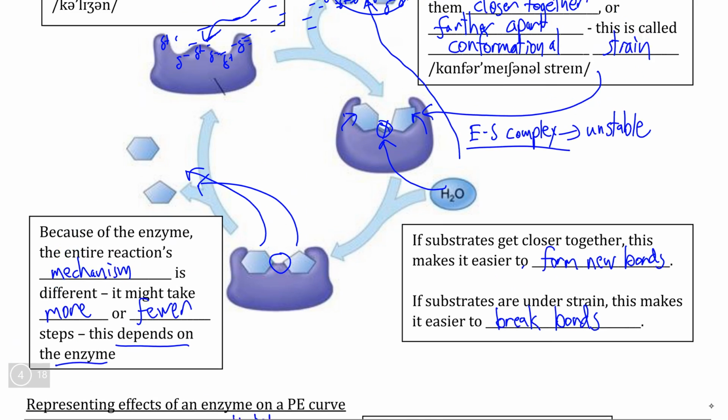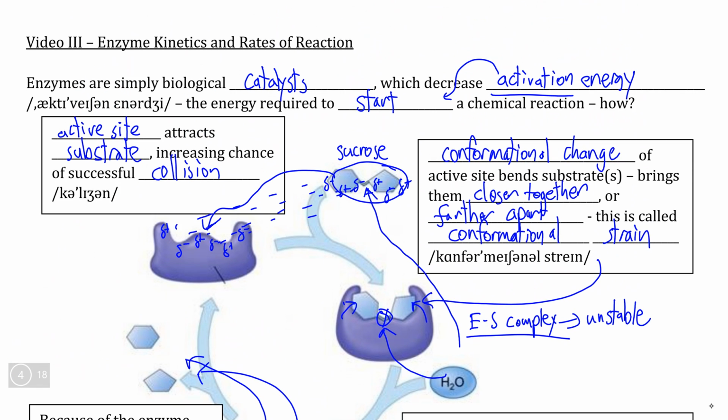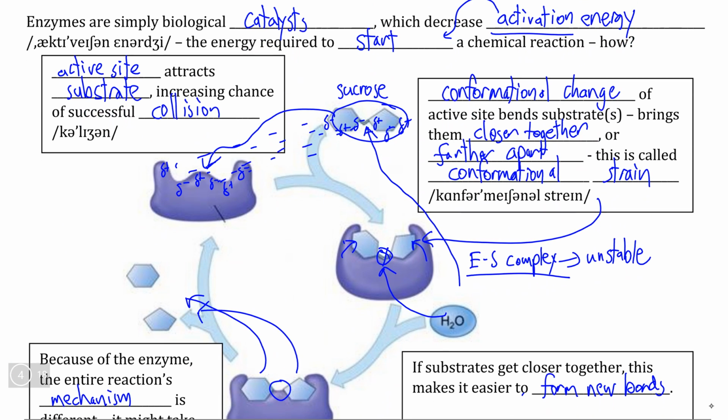In the next video, we're going to look at different environmental factors that can both drastically speed up or drastically impede the ability of enzymes to perform their given function as biological catalysts.